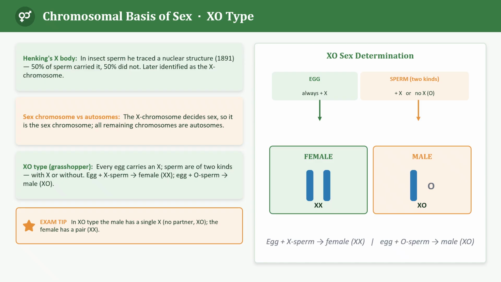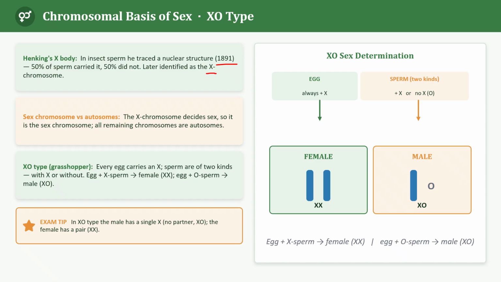Chromosomal basis of sex determination, XO type. Henking's discovery. The story begins in 1891. When the scientist Hermann Henking was studying sperm formation in insects, he noticed a strange nuclear structure. About 50% of the sperm contained the structure and the remaining 50% did not contain it. Since he did not know what it was, he called it the X body.